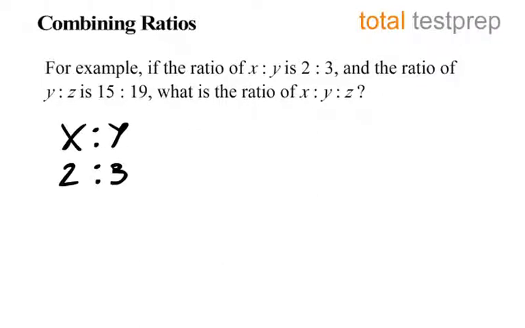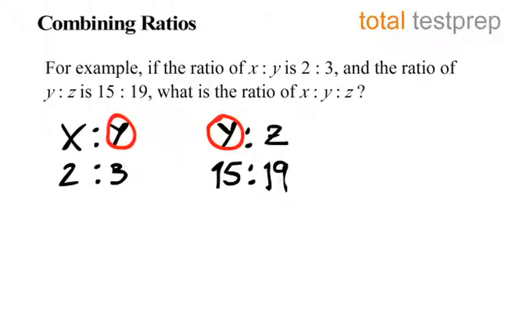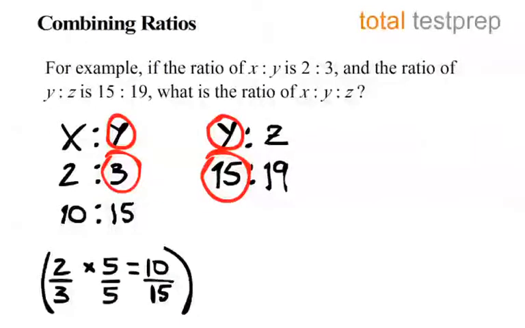Well, we know that the ratio of x to y is 2 to 3, and we know that the ratio of y to z is 15 to 19. The common term here is y. However, y in the first ratio represents 3, and in the second ratio represents 15. So what we have to do is change the first ratio from 2 to 3 to 10 to 15. The ratio of 2 to 3 is the same as the ratio of 10 to 15, because all we're doing is multiplying the 2 by 5 and the 3 by 5. Since we're multiplying both parts of the ratio by the same thing, the ratio stays the same.